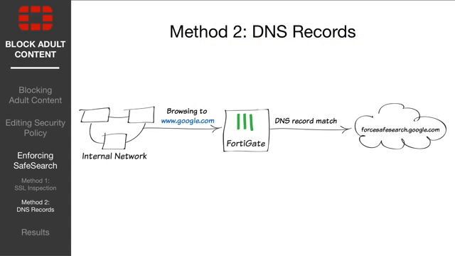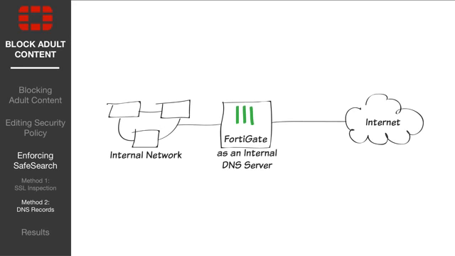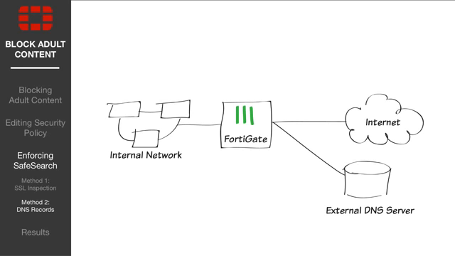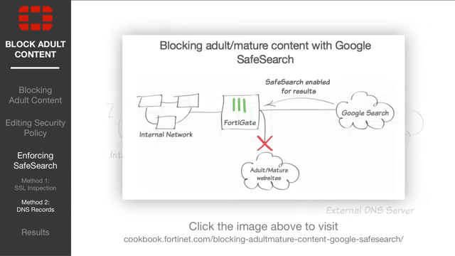Using the DNS records method, your FortiGate intercepts all DNS queries for Google Search and sends traffic to the website forcesafesearch.google.com. The configuration for this method varies depending on whether your FortiGate is the DNS server for your network or if an external DNS server is used. In this video, a FortiGate using an external DNS server is shown, with notes about how the configuration would differ if the FortiGate was an internal DNS server. More information on the internal DNS server configuration is also available in the recipe Blocking Adult Mature Content with Google Safe Search.